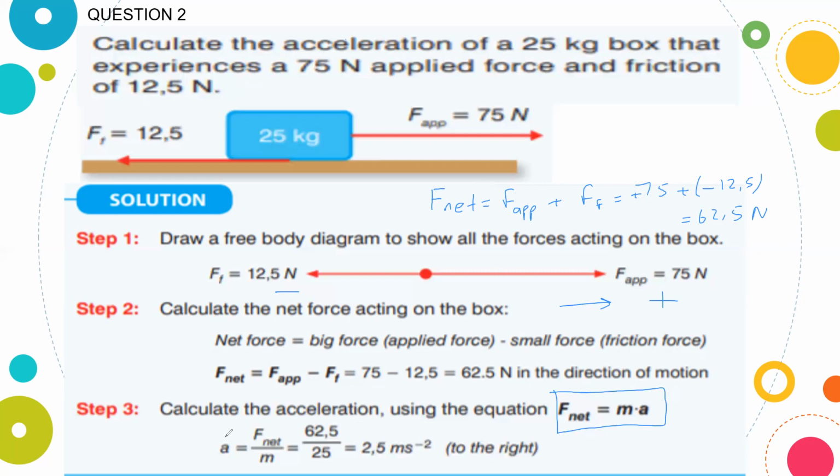So let's continue. Acceleration equals F net over mass. And then F net you calculate, 62.5 over 25, and you are getting 2.5 m/s² to the right or east. We have done question 2. I hope everything is fine. If you have any question, please let me know. Let's continue with the next question.